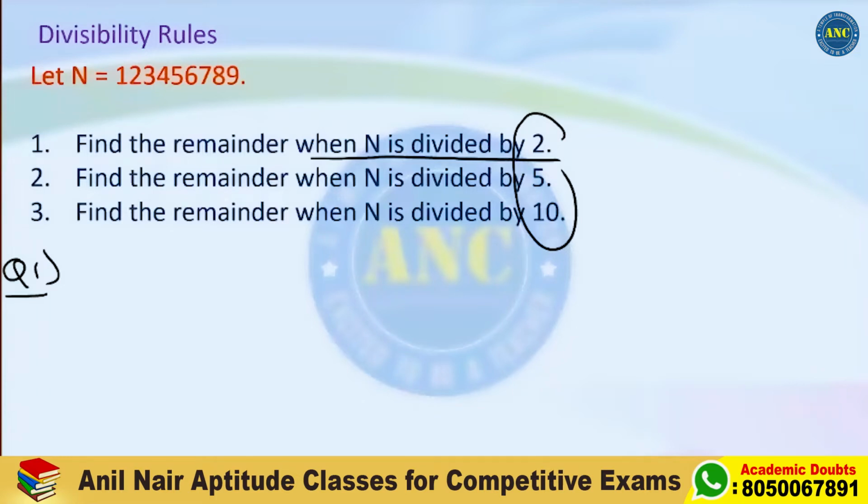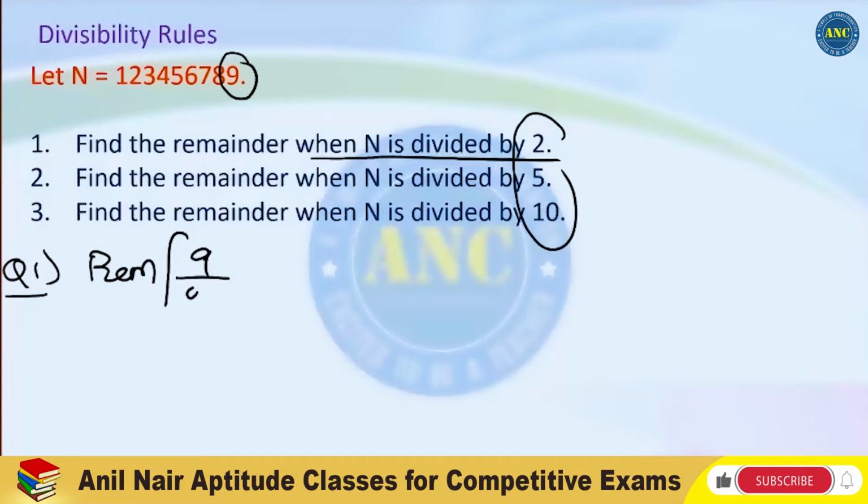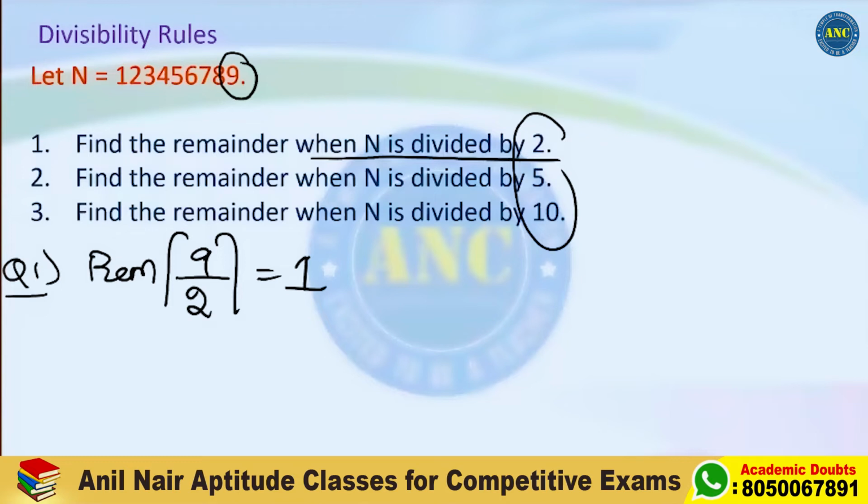When you are dividing a number by 2, the focus will be only on the unit digit. The unit digit is 9. 9 divided by 2: 2 fours are 8, so the remainder is 1. I hope the concept is clear. Why are we dividing only by the unit digit? When a number is divided by 2, the unit digit should take an even value.